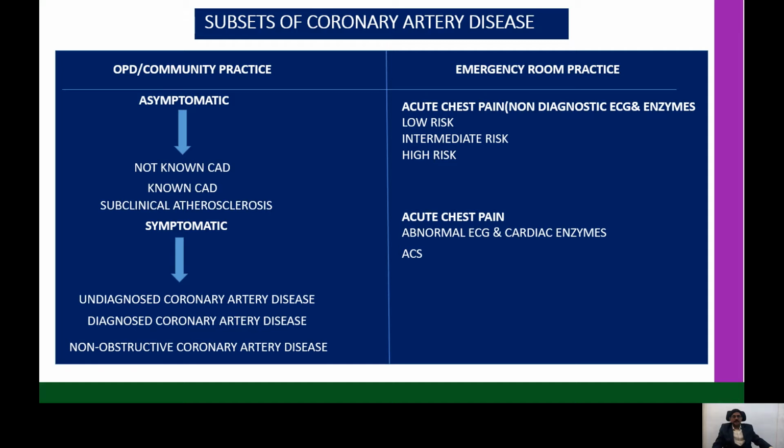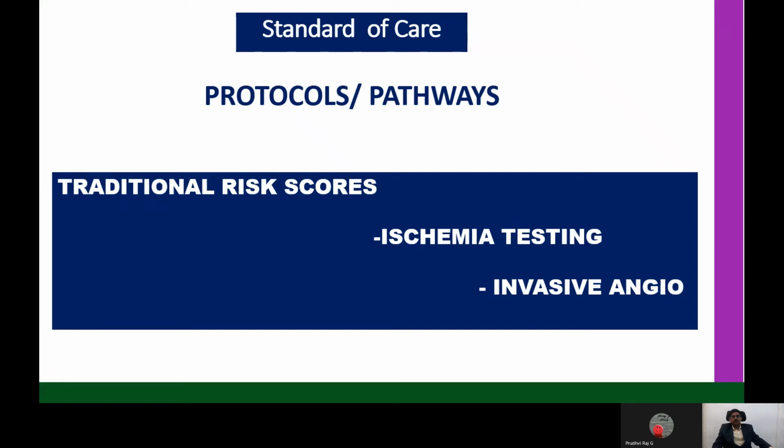All of us as cardiologists are quite busy in our own respective areas, and in practice, we keep seeing different subsets of patients, either in the OPD or emergency room. And we follow certain protocols and pathways. The traditional risk score stratification, when we suspect a disease, and to suggest ischemia stress testing based on this traditional scoring system, and to suggest invasive angio if this ischemia testing is positive or suspicious.